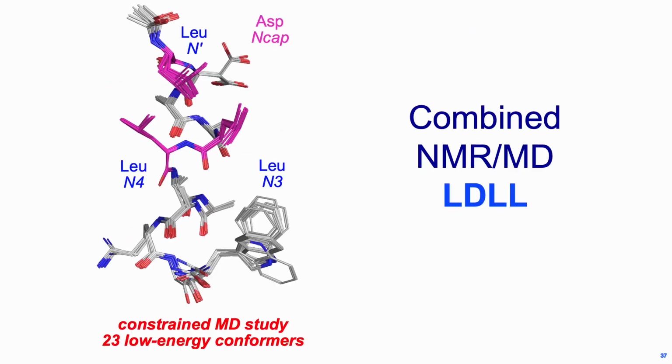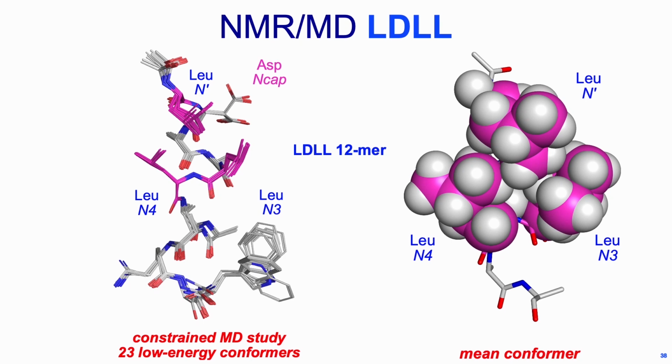Then we took a 12mer and did a constrained NMR molecular dynamics simulation. First of all, for the natural peptide containing a hydrophobic triangle formed from leucines. That packs really nicely, and we clustered the preferred conformers constrained by the NMR constraints and selected the mean one here. So on the right-hand side, you see a space-filling diagram showing the packing.